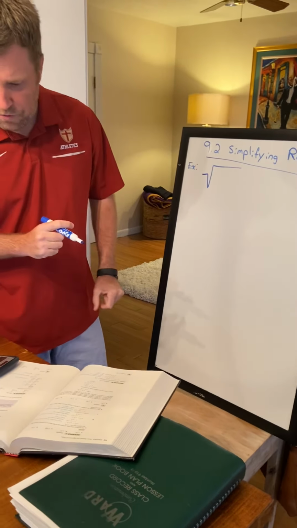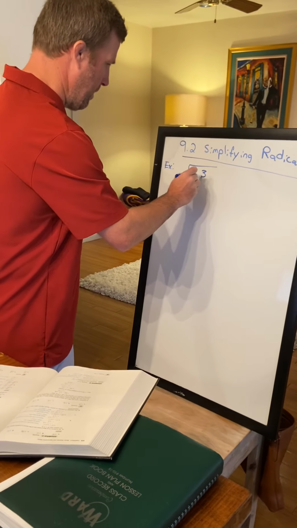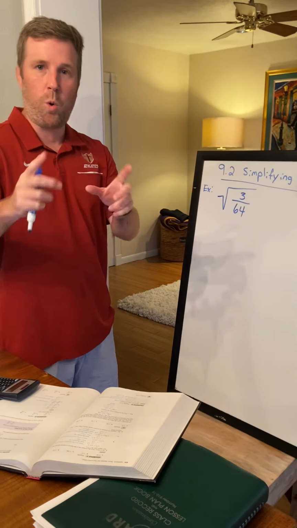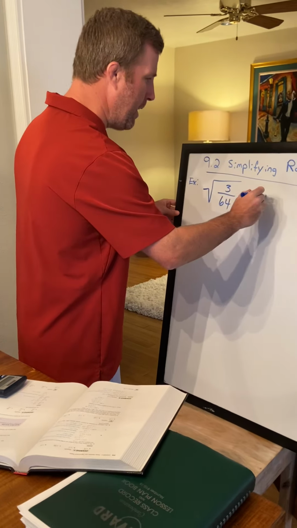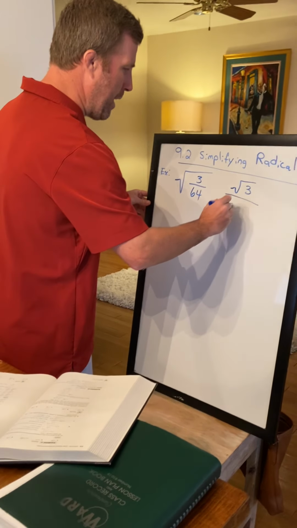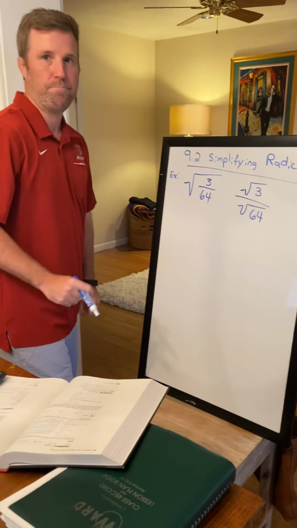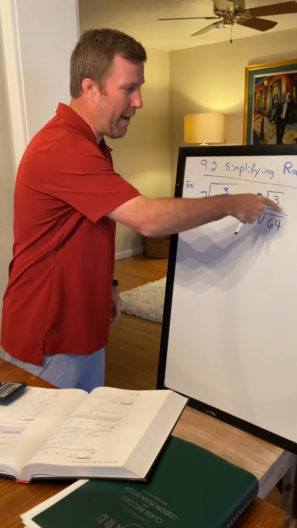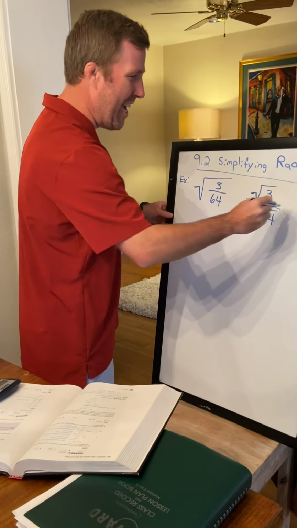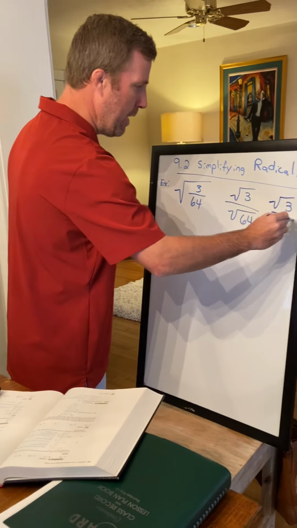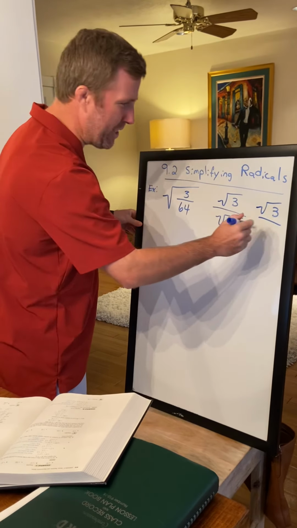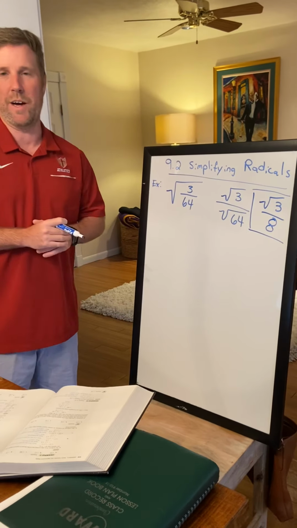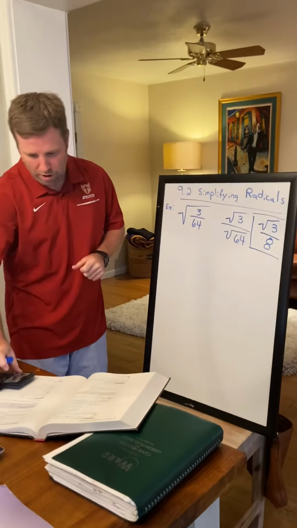So let's say we wanted to simplify the square root of 3 over 64. Our quotient rule says that we can split these up and do the square root of 3 divided by the square root of 64. Well, the square root of 3 is not a perfect square, and we can't break it down with the product rule. It has to stay as the square root of 3. But we can take the square root of 64, which is 8. So my final answer is the square root of 3 divided by 8. Let's try another one.